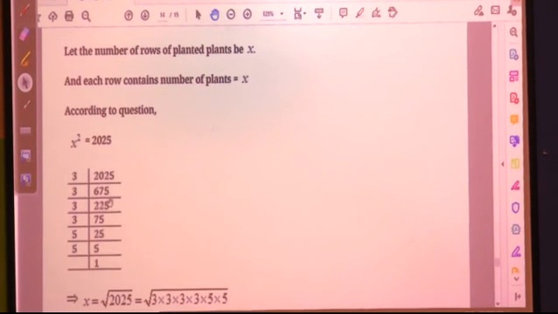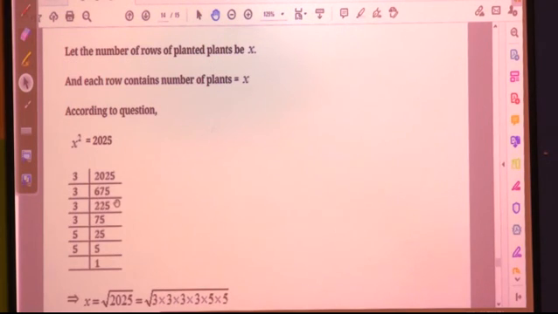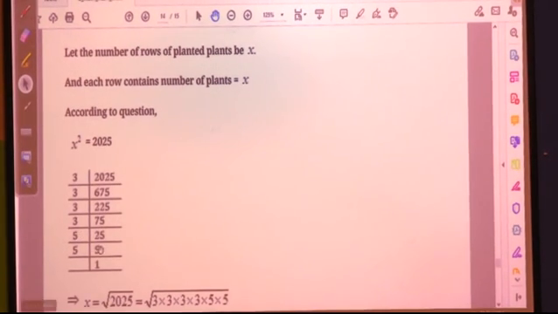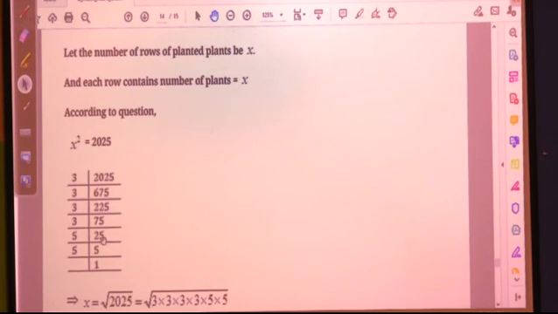1 remaining, that is 15, 3 5s are 15, 3 7s are 21, 1 remaining, it is becoming 15, 3 5s are 15, again 3 2s are 6, remaining 1, next value is becoming 15, 3 5s are 15, 5 5s are 25, 5 1s are 5.